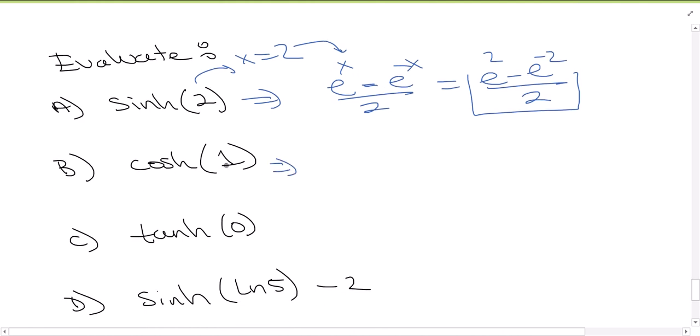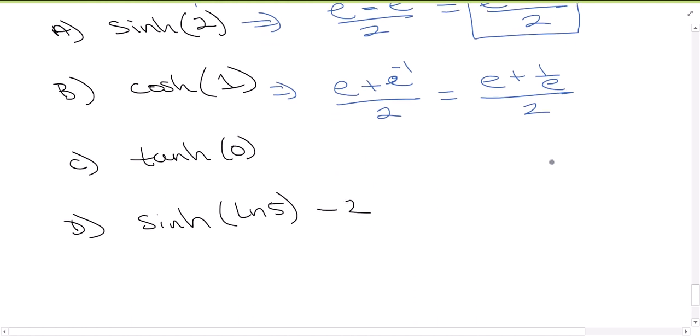Same thing here. Now here x is 1, but it's cosh. So I'm going to have e to the 1, so just e, plus, because it's cosh, plus e to the minus 1, over 2. And so this one you could simplify a little, right? It's e plus 1 over e, over 2, and get a common denominator, just like we did with the 3 above.